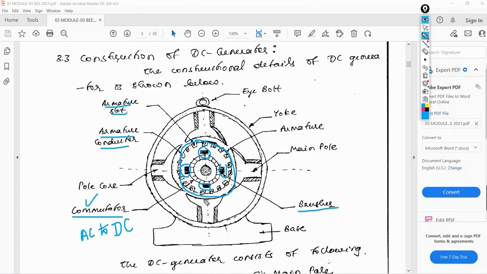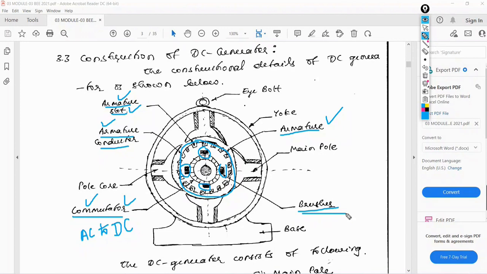The rotating part of the DC machine is called the armature. This armature has armature slots. These slots carry the armature conductors, which are made of copper. These armature conductors are connected to the commutator. The function of the commutator is to convert induced AC to DC. Over this commutator, the carbon brushes are placed.